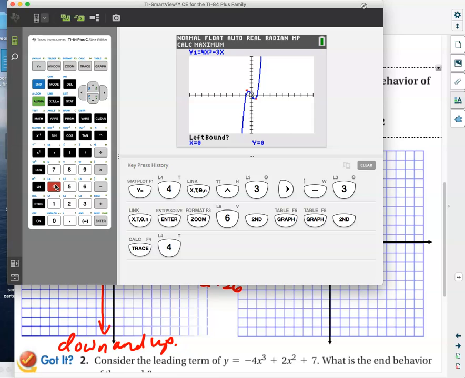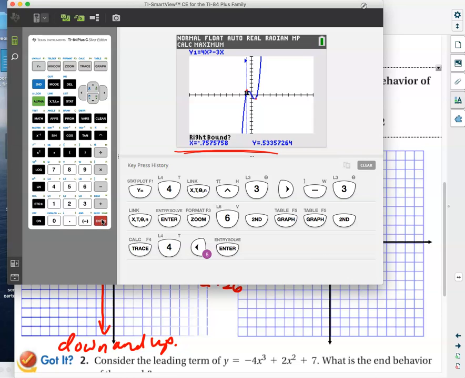Now Blinky's asking us down here, are you on the left side of that little hill? Well, here's the little hill, and no, I'm not on the left side yet. So I'm going to use my left arrow to get to the left side of that hill, and it doesn't matter where on the left side, just somewhere over there, and hit enter.